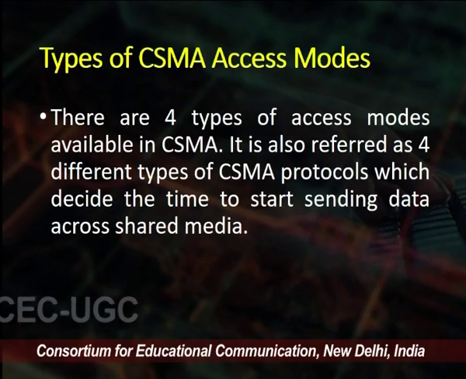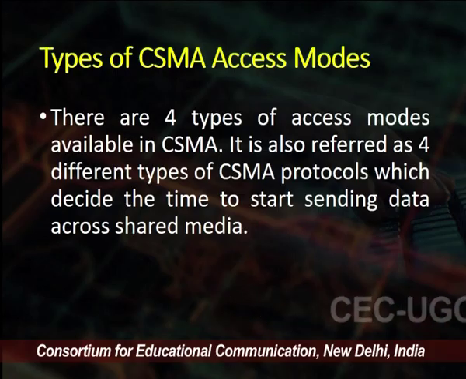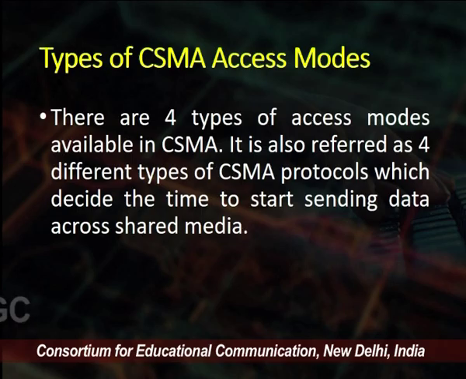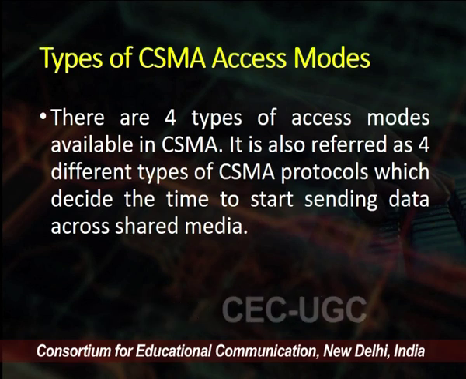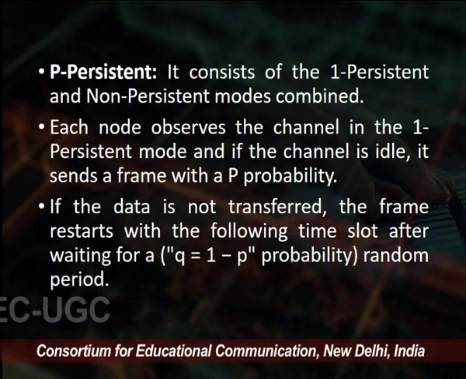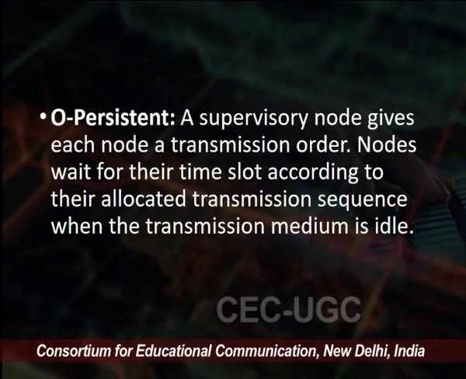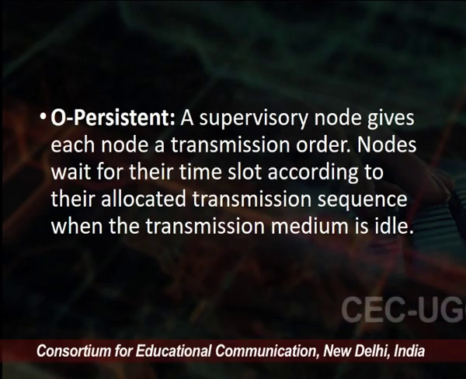Now, I was talking about so many modes and so many types of CSMA. If we look into the types of CSMA access modes, there are 4 types of access modes available in CSMA, also referred to as 4 different types of CSMA protocols, which decide the time to start sending the data across a shared media, or a shared channel. What are these 4 different types? These are 1 persistent, non persistent, P persistent and 0 persistent. Let us look into all these modes one by one.